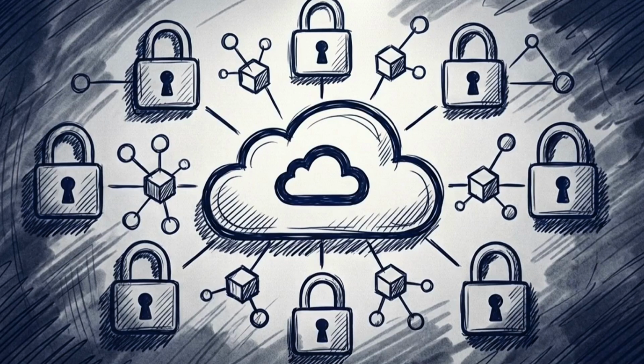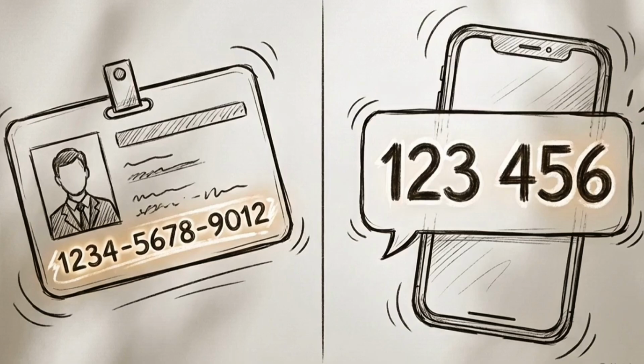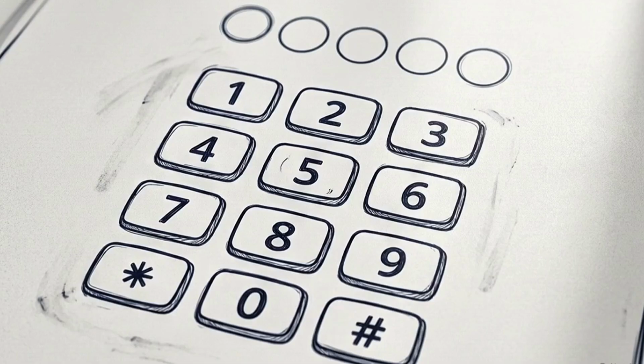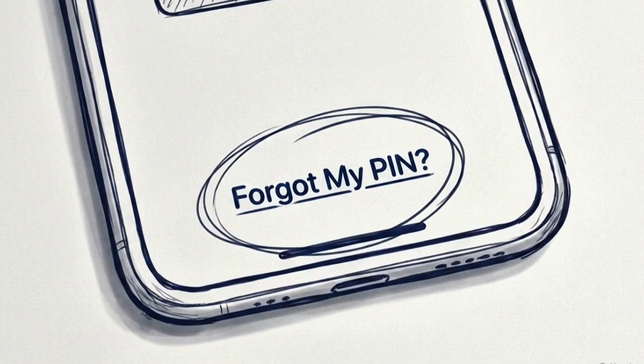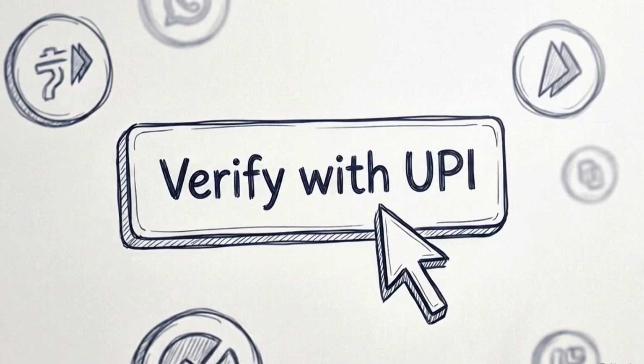Now you will connect to DigiLocker to verify your identity. Enter your 12-digit Aadhaar number, hit Submit, and wait for the OTP to arrive on your Aadhaar-linked mobile phone. Type that in. You'll then be prompted for your 6-digit DigiLocker PIN. If you cannot remember setting one up, simply tap Forgot My PIN at the bottom of the screen to reset it quickly. To connect your bank account, select the Verify with UPI option.